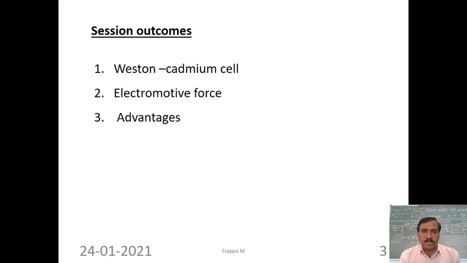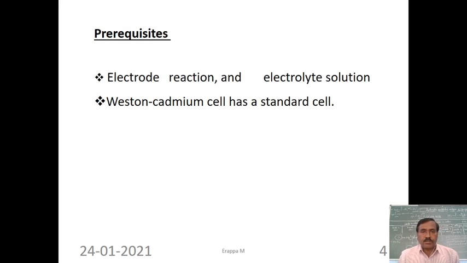In the Weston cadmium cell, you have to mention the positive side and negative side, that is, the positive electrode and negative electrode. So before going to this topic, what do you mean by electrode reaction? And what is the electrolyte solution used in this Weston cadmium cell? Then, how is the Weston cadmium cell a standard cell?